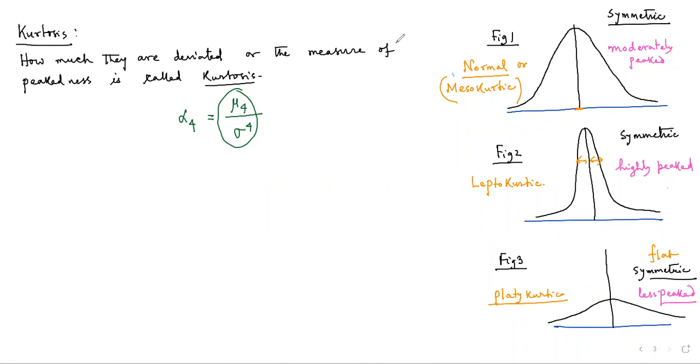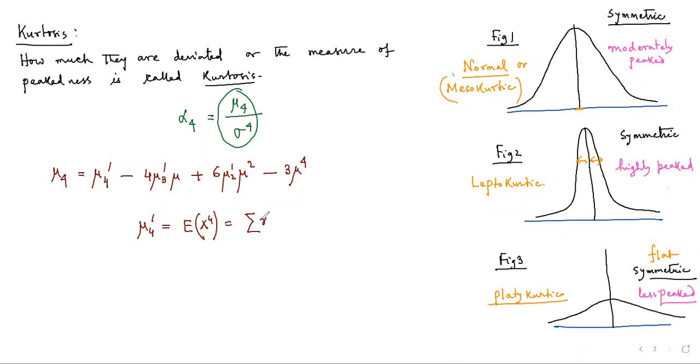I am going to give you the relation of this fourth moment about the mean with respect to the moments about the origin. The relation is mu 4 equals mu 4 prime minus 4 mu 3 prime multiplied by mu plus 6 mu 2 prime multiplied by mu square minus 3 mu to the power 4. And you know that mu 4 prime is the expectation of x to the power 4, which for the discrete case is the summation of x to the power 4 times f(x).